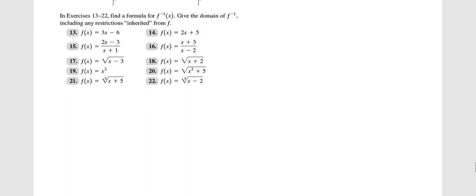What does that thing look like? 2x minus 3 over x plus 1. Better switch my calculator back to function instead of parametric so I can graph this thing. Otherwise, I'm going to get real frustrated. 2x minus 3 and x plus 1.